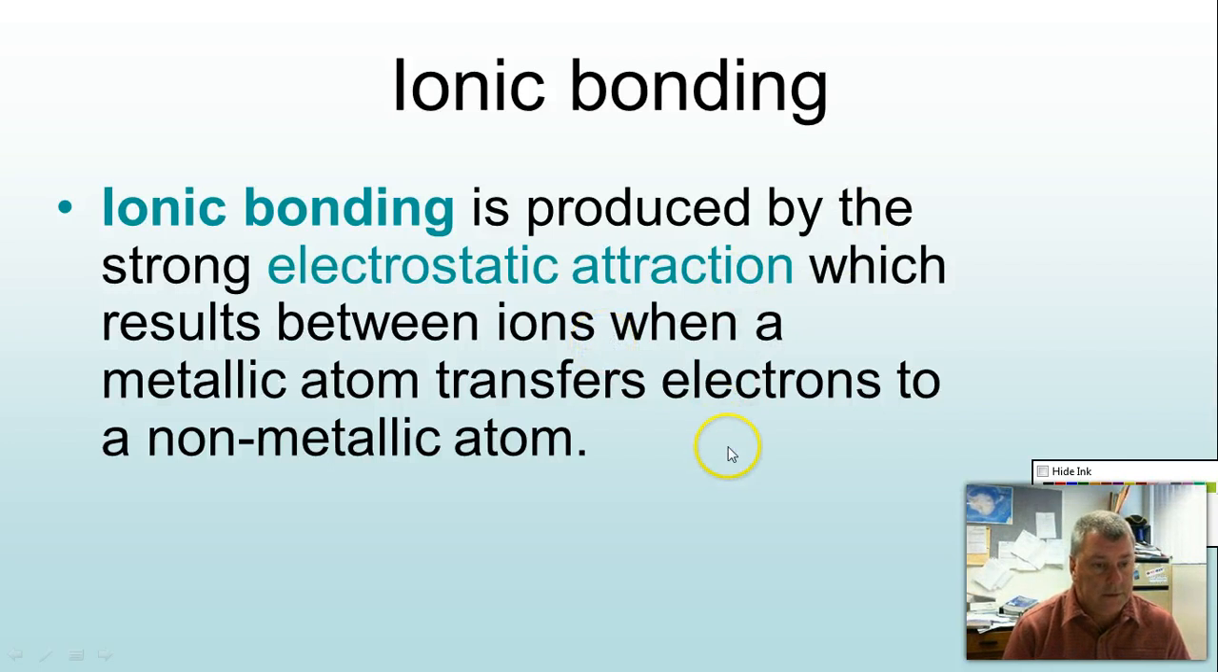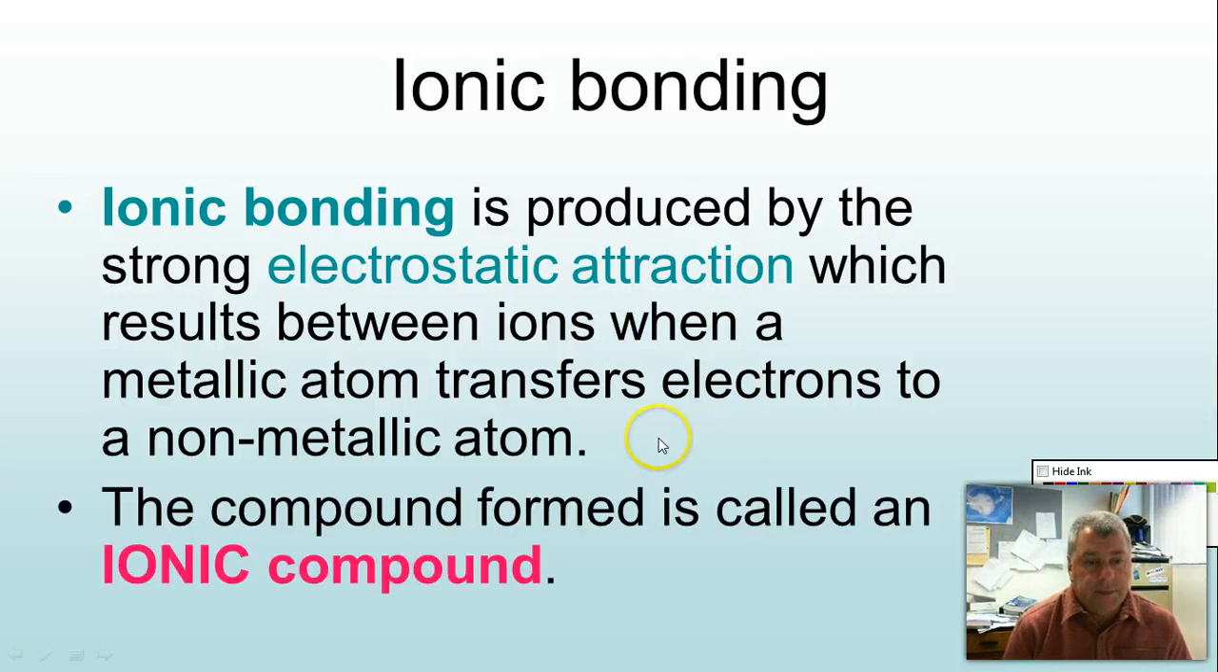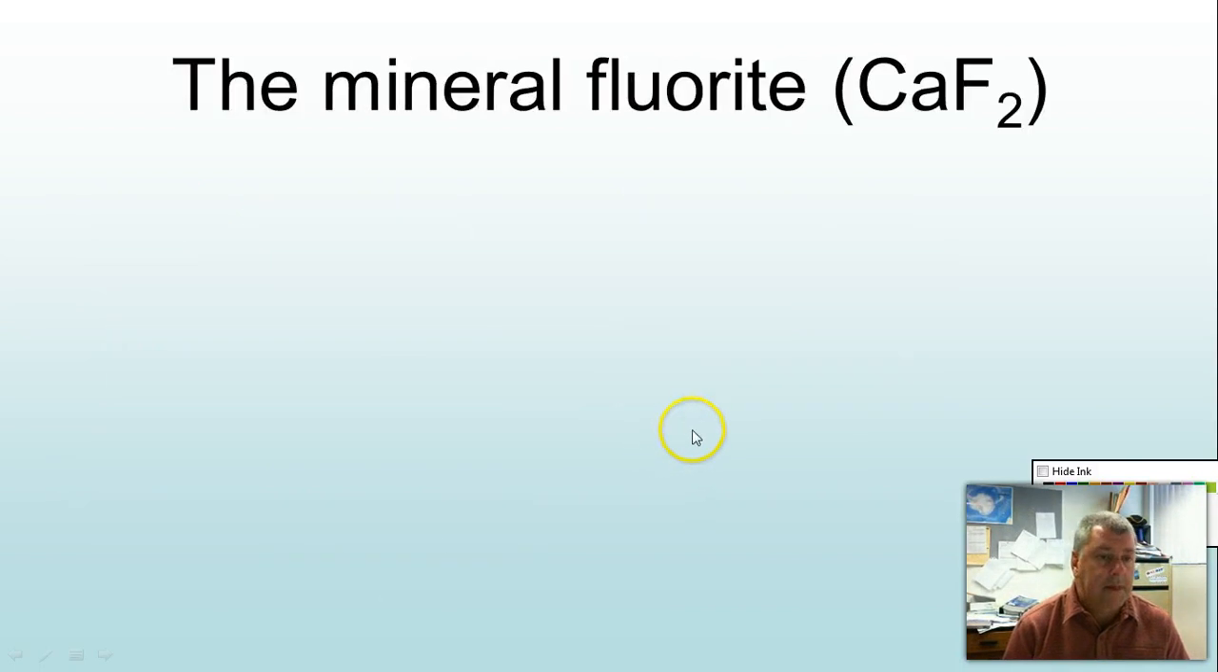Now, compounds formed due to that electrostatic attraction are called ionic compounds and will consist of a metal bound to a non-metal, with a couple of variations thrown in. An example of an ionic substance is calcium fluoride, CaF2.